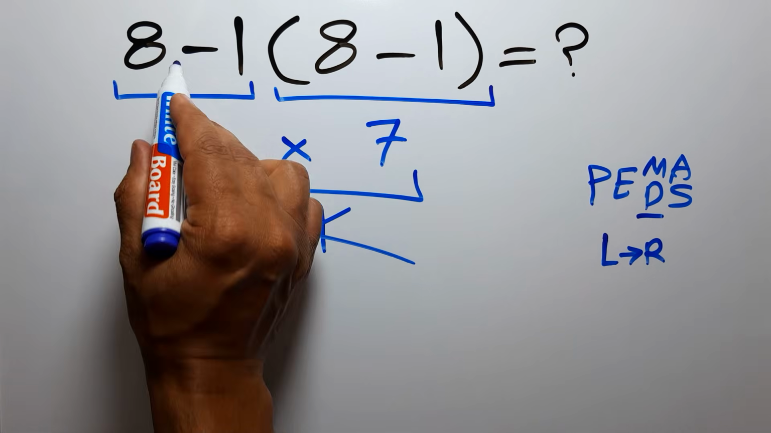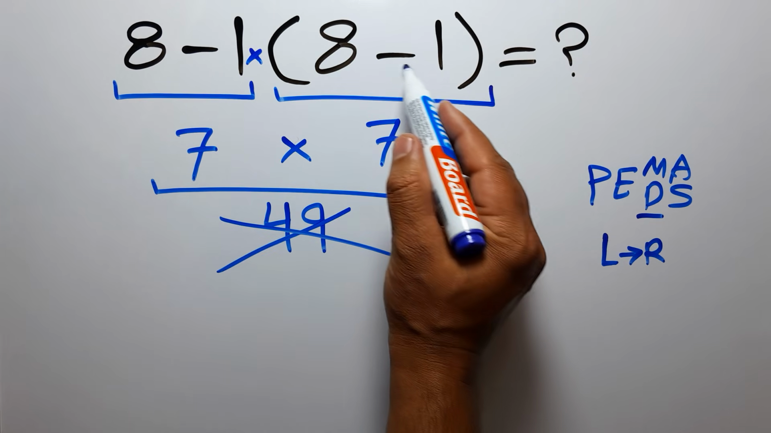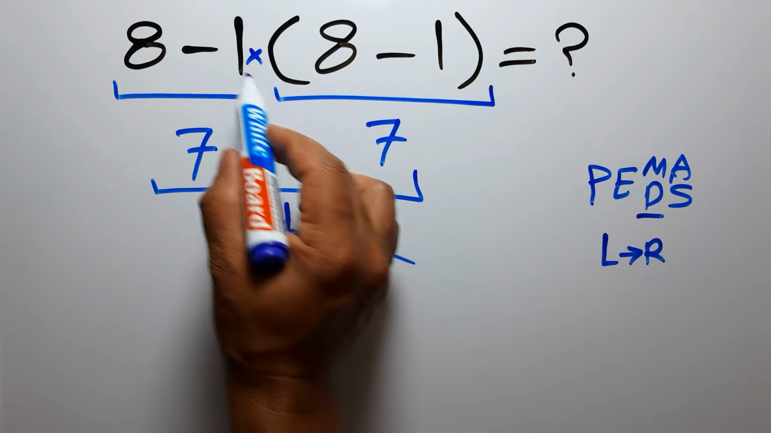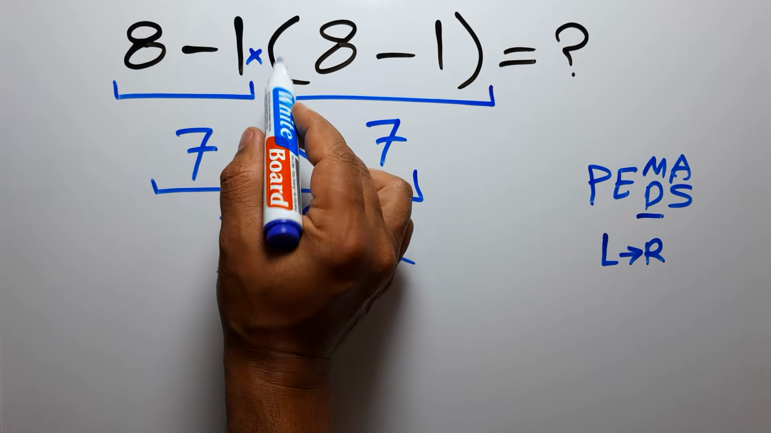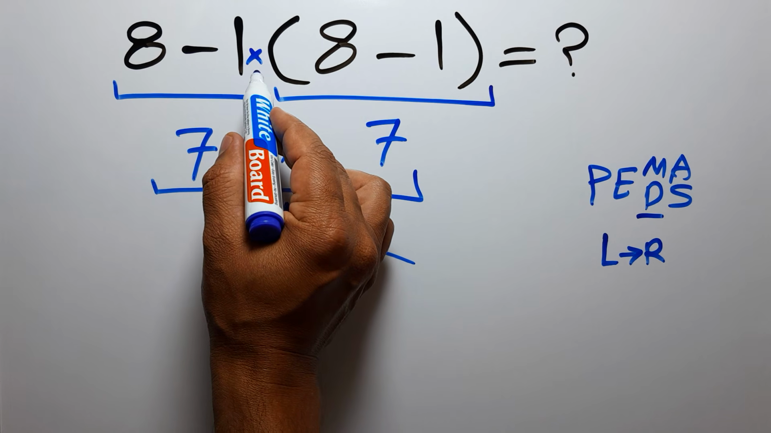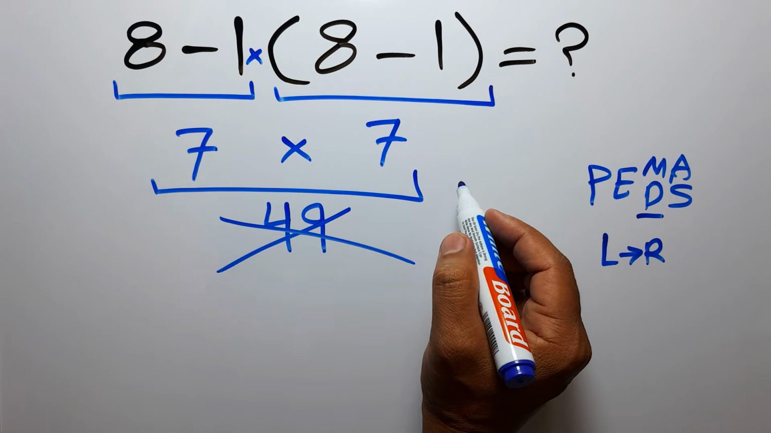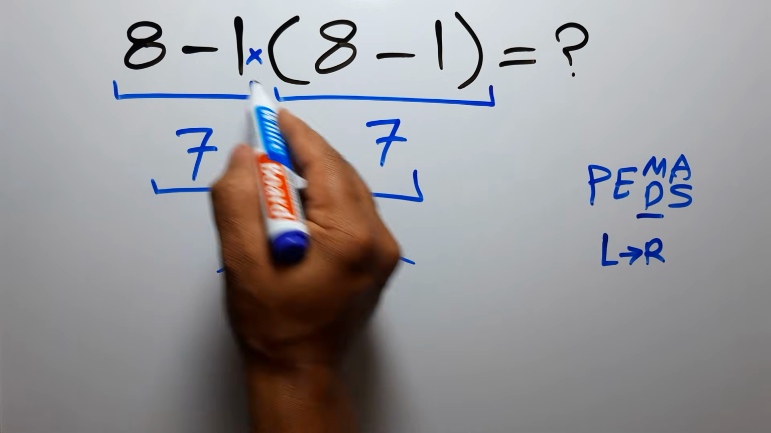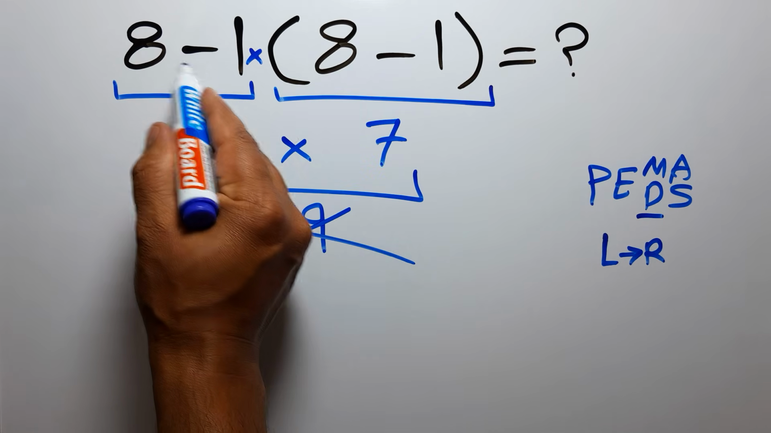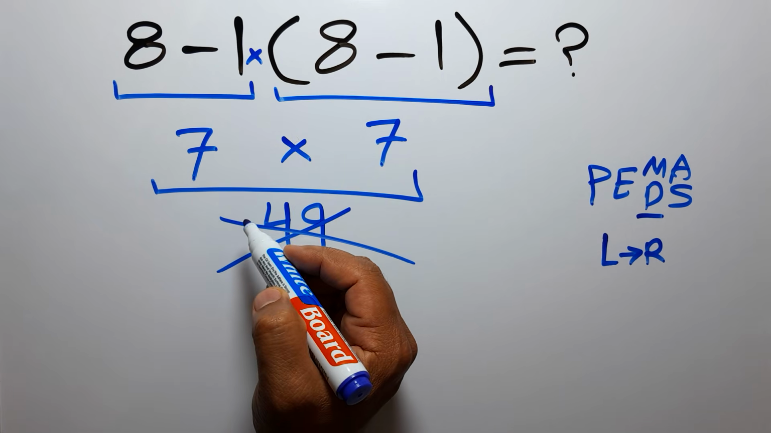In this expression, we have one subtraction, one multiplication, and one parenthesis. Inside this parenthesis, we have one subtraction. Here we have a multiplication because in mathematics, when a number is placed next to parentheses, it means multiplication, and we usually don't write the multiplication sign for brevity. Okay, so according to PEMDAS, first we have to do this parentheses, then this multiplication, and finally this subtraction. If we do this subtraction before this multiplication, it is wrong.